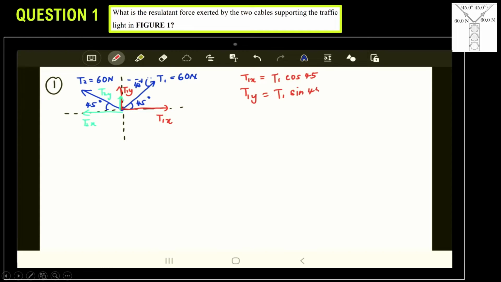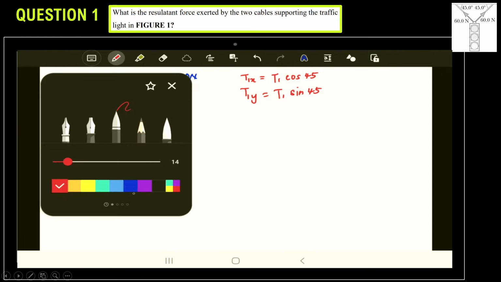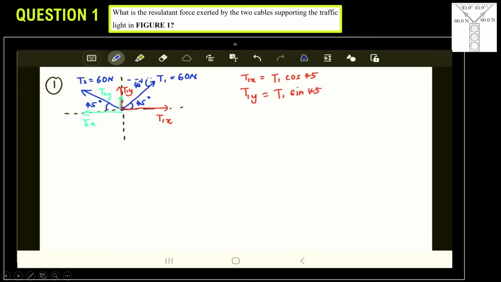Everyone must know how to resolve a vector. This is very important before you sit for your final exam. Now T2, how about T2? We have T2X, which is T2 cos 45, and T2Y also T2 sin 45.